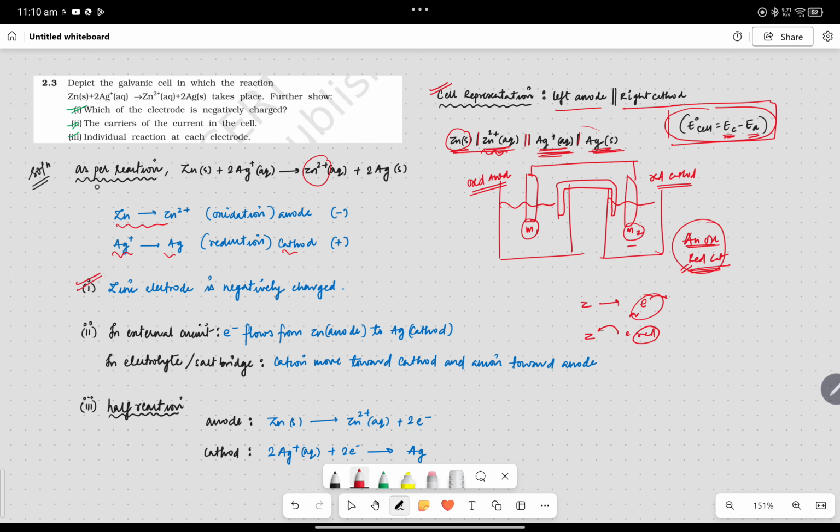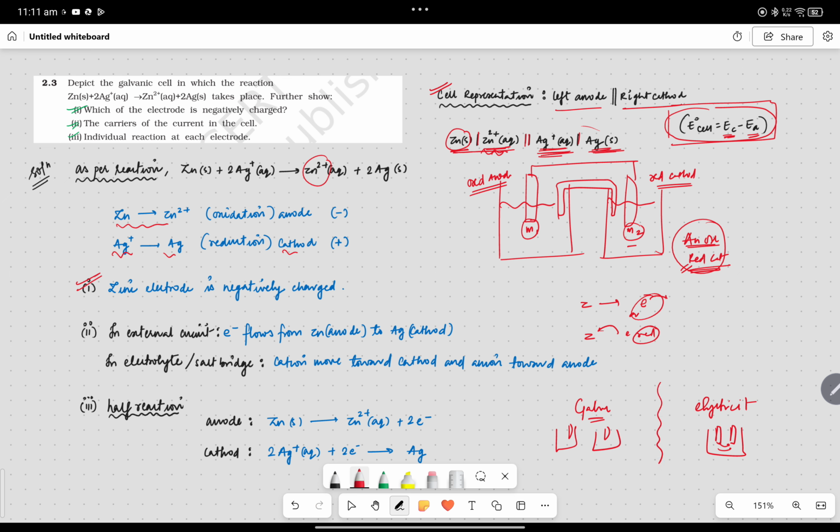The first question says which of the electrodes is negatively charged. For that you have to remember that we have two types of cells, galvanic cell and electrolytic cell, right? In a galvanic cell we have two beakers and two electrodes. In an electrolytic cell we have two electrodes but in the same beaker. So electrolysis happens here, and electroplating happens here. These are the two things you have to learn in this chapter.